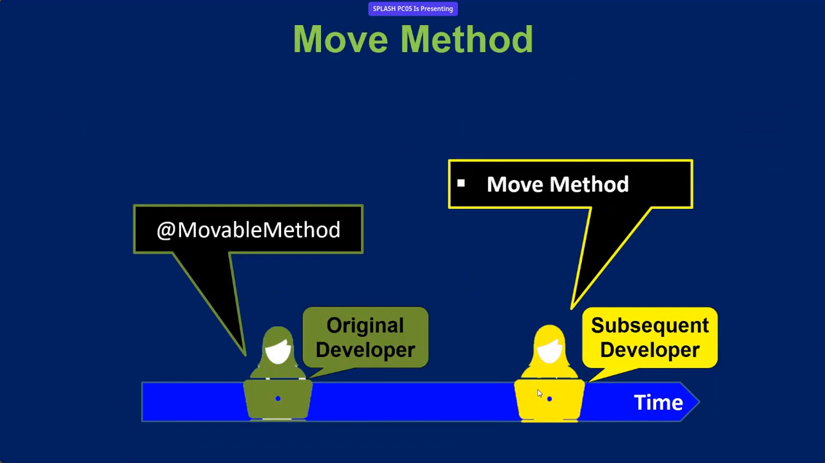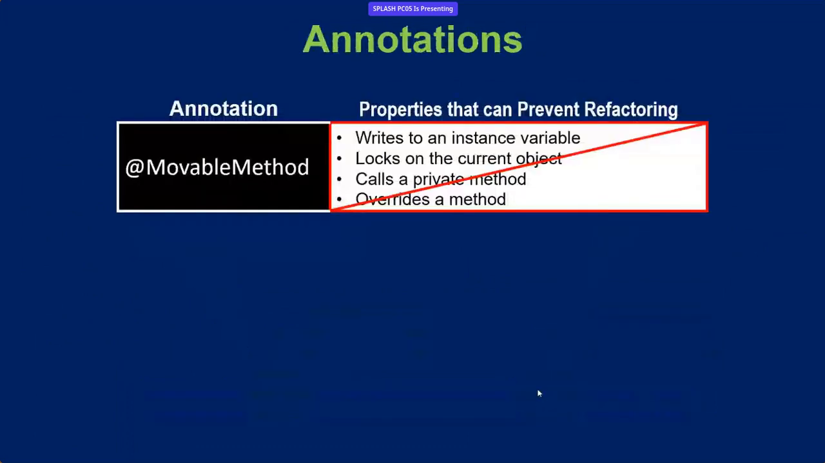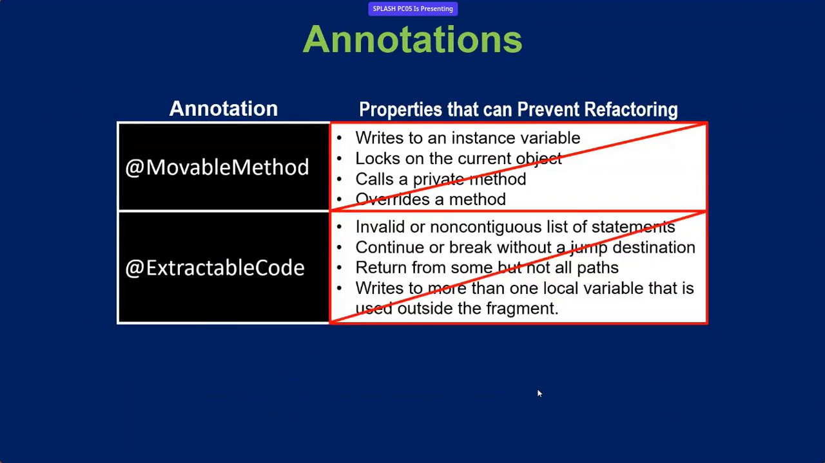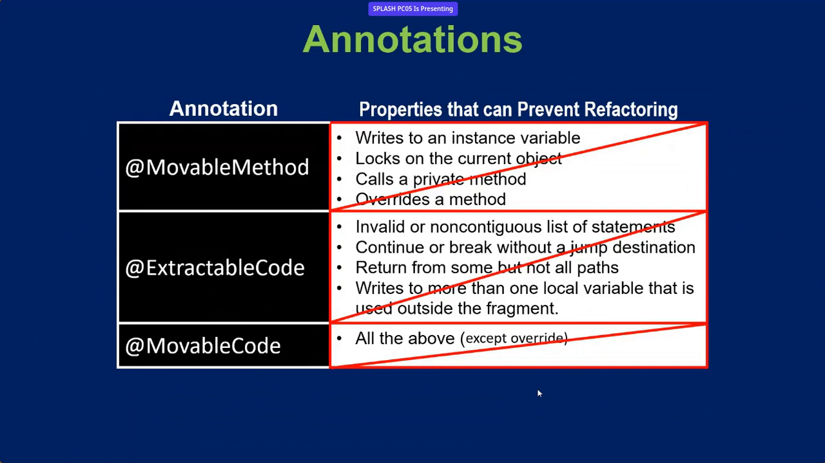In the paper, we explain the move method annotation with a list of properties. We also describe the extractable code annotation with a different set of properties that is relevant for that refactoring action, and movable code, which is roughly a combination of both of those.